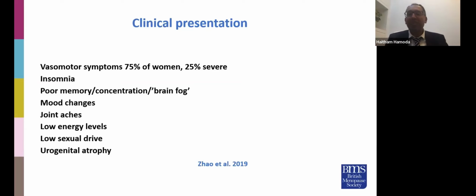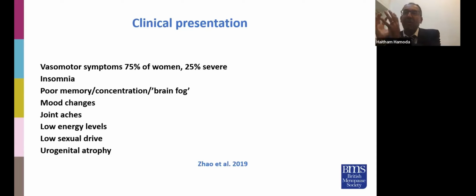But you can get mood changes, you can get anxiety, joint aches, fatigue. Often fatigue is multifactorial, so it's a difficult one to pinpoint, but it can be associated with these. Low sexual drive, many individuals wouldn't feel comfortable talking about it, but it can have a significant impact. And in the context of endometriosis, you've got the compounding aspect of the dyspareunia and the pain with intercourse that comes with it as well. Urogenital symptoms, genitourinary symptoms, again related to estrogen deficiency, are very common. So these are all symptoms that people can experience.